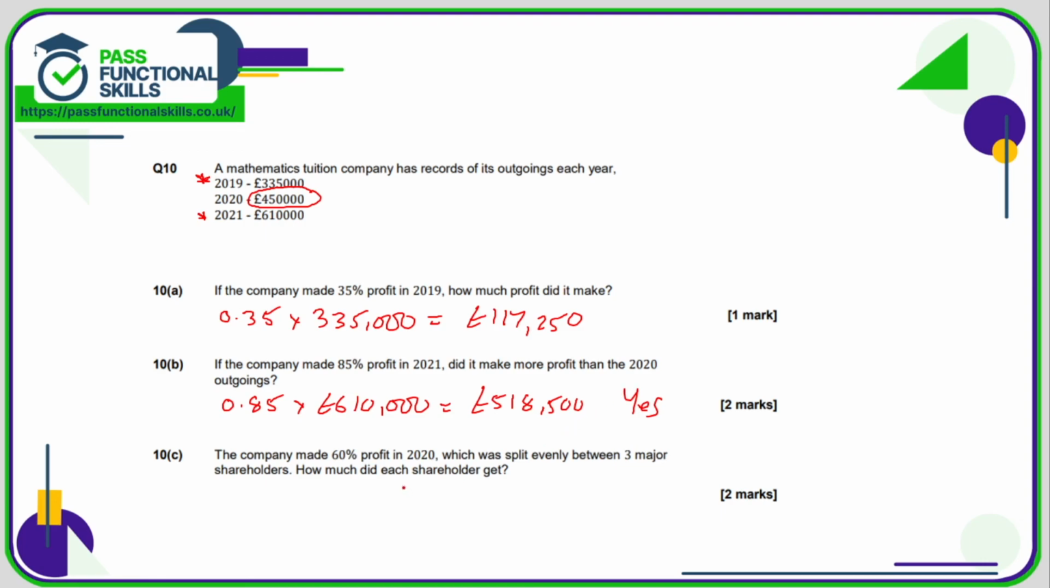The company made 60% profit in 2020, so straight away I'm thinking, well, what is 60% of this figure here? So that is 0.6 multiplied by £450,000, and that comes to a total of £270,000. So that's the profit in 2020, and this is split evenly between 3 people, so we just need to divide that by 3, and 270,000 divided by 3 is £90,000.